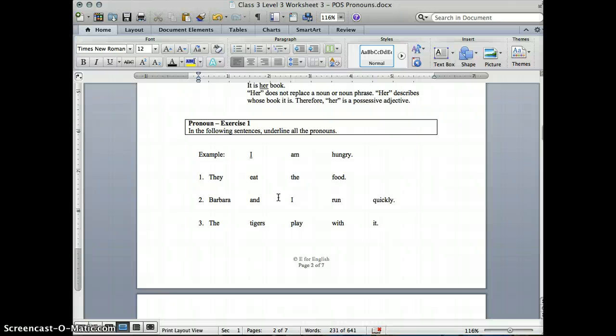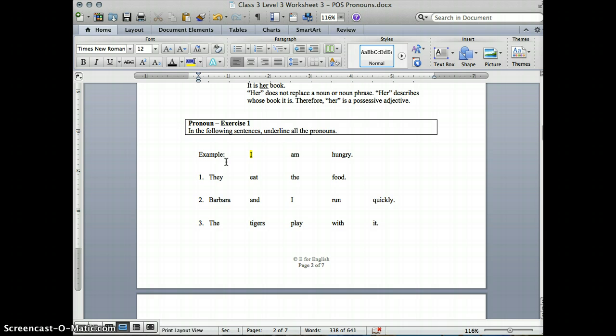I am hungry. Well, there's only one pronoun in this sentence, and it will be I, which I'll highlight in yellow. And the reason that it's I is because I is the only pronoun in the sentence. Am is a verb, and hungry is an adjective. None of them are even remotely close to being a pronoun, so we know that I has to be the only pronoun in that sentence.